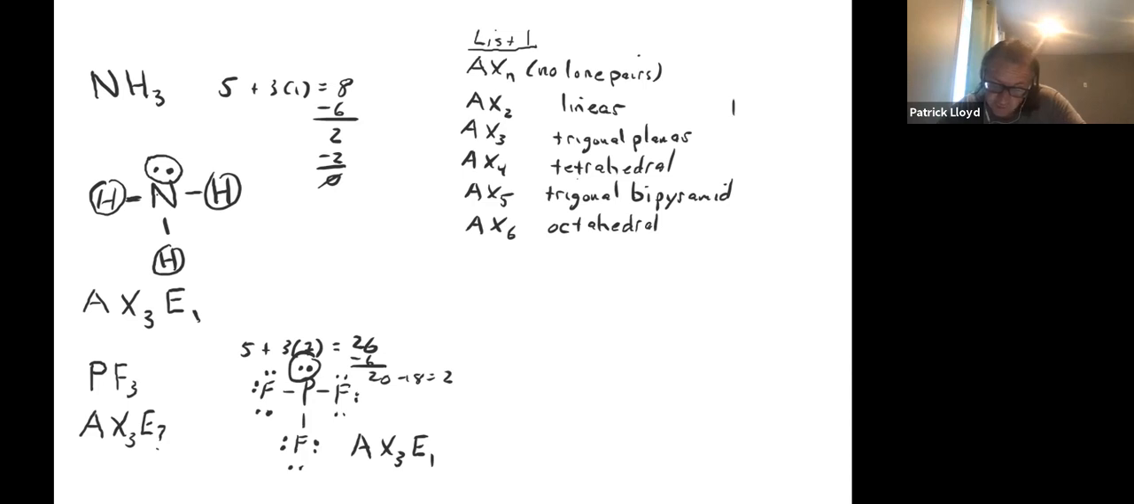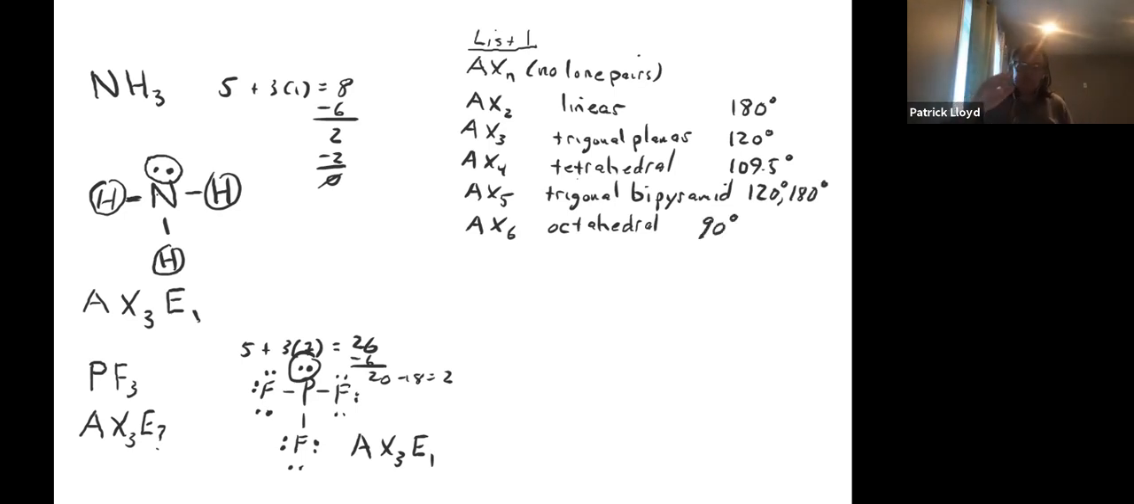So the angles are 180, 120, 109.5. This one has two angles. It's 120 and 180. And then the last one is 90. Okay, so the particular formula, AX2, AX3, AX4, linear, trigonal planar, tetrahedral, trigonal bipyramid, octahedral, and then 180, 120, 109.5, 120, 180, and then 90. You want to memorize that chart.